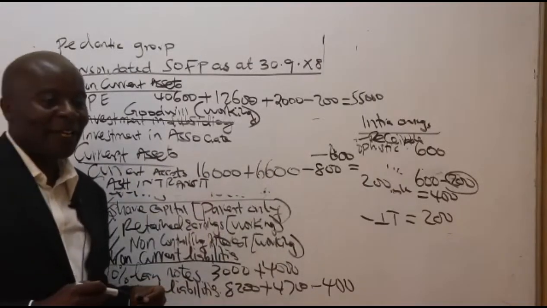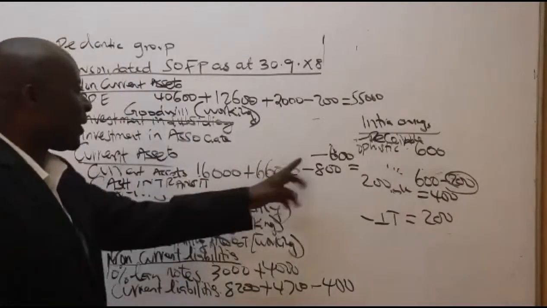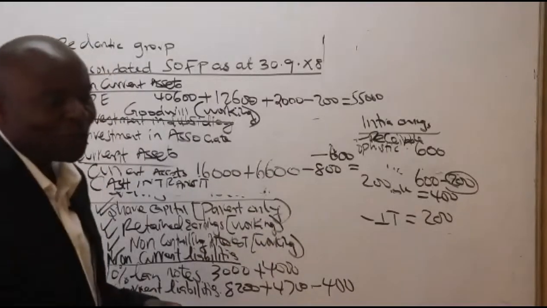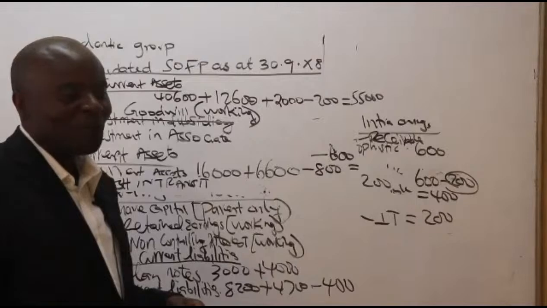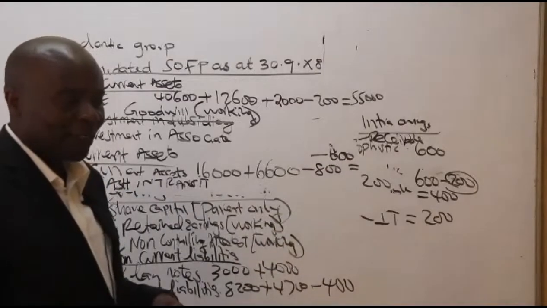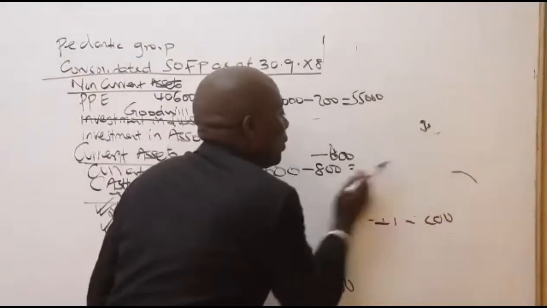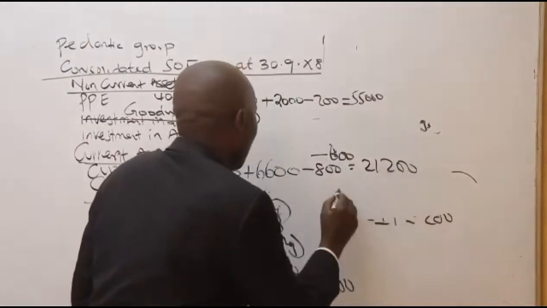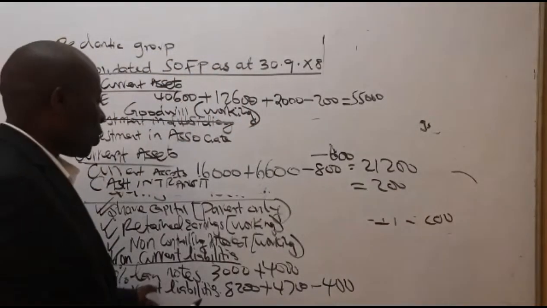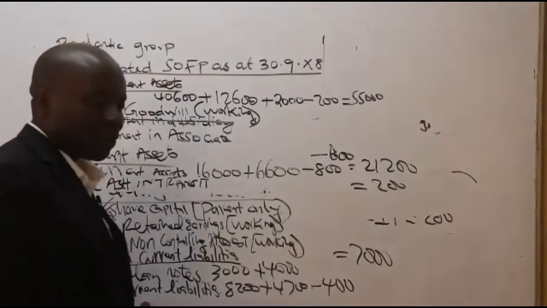In the future time. Is there a student who can easily give me this current asset very fast? You add this and this, and subtract that 600. We are supposed to go back to the office, but I would really want to have these figures. Is it 31 or 21? 21,200. So here we have 21,200. Here we have 200, right? And then loan notes, 7,000.